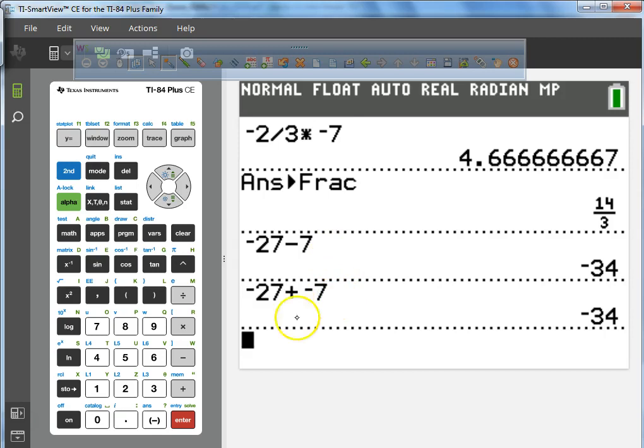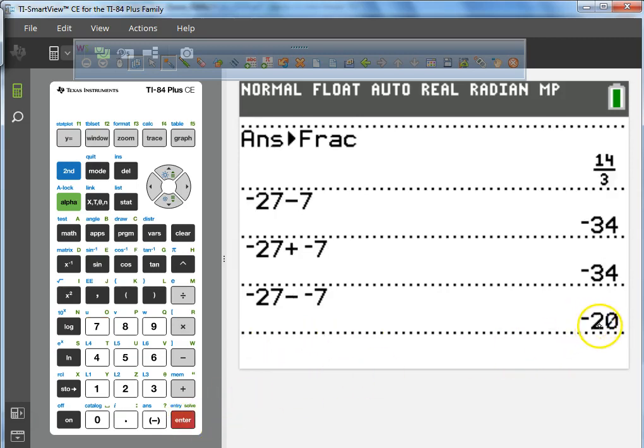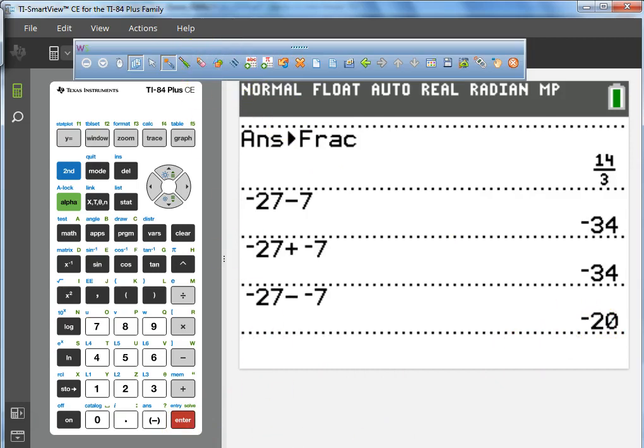What would be the only mistake that you would do in a calculator if you did negative 27 and then you subtracted and you put a negative 7? Then that's a problem, because now the calculator is going to make that into a positive, and then you're going to come out with negative 20, which would be the wrong answer. Okay? You guys see that these right here are the same.